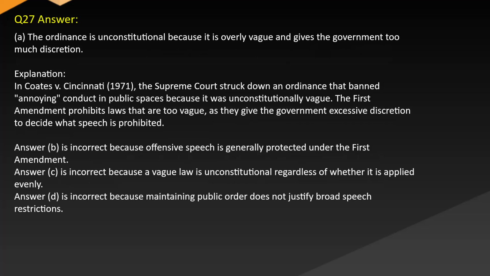Answer A. The ordinance is unconstitutional because it is overly vague and gives the government too much discretion. Explanation. In Coates v. Cincinnati, 1971, the Supreme Court struck down an ordinance that banned annoying conduct in public spaces because it was unconstitutionally vague. The First Amendment prohibits laws that are too vague as they give the government excessive discretion to decide what speech is prohibited. Answer B is incorrect because offensive speech is generally protected under the First Amendment.